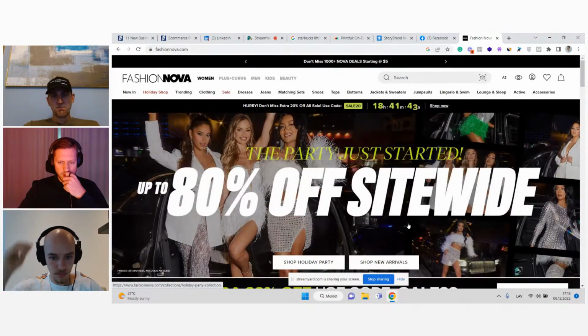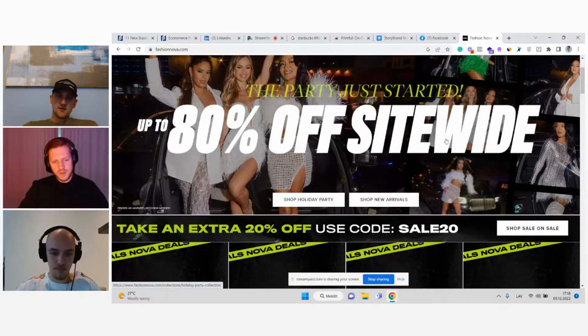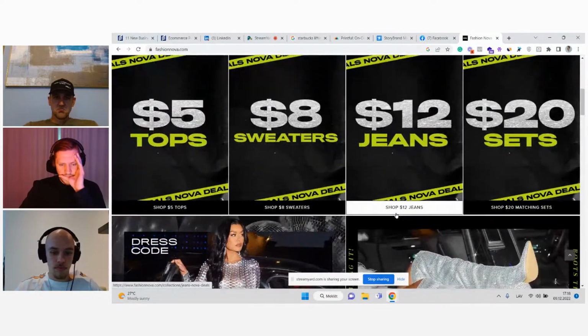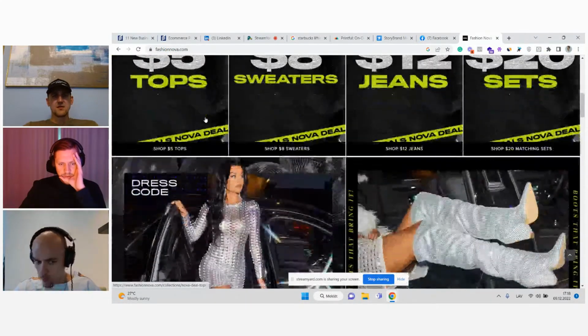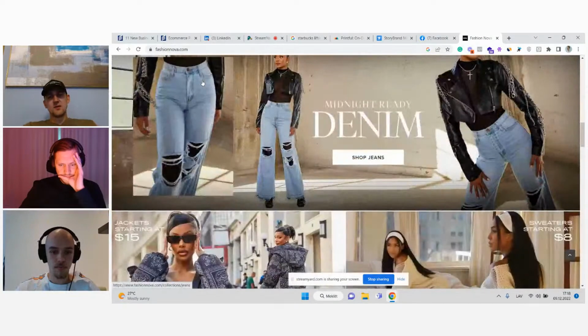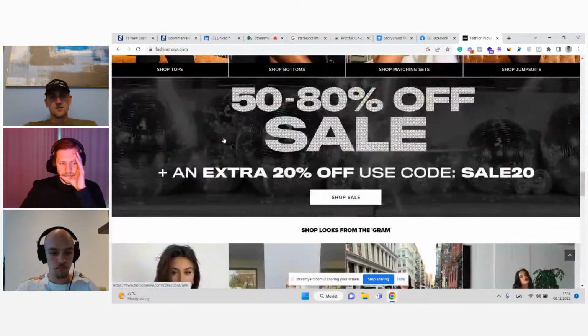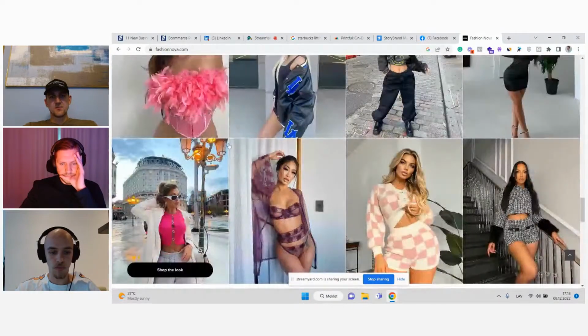So the party just started: up to 80% off site wide. So it's a site wide discount. But this is the good price they have. You know the Fashion Nova business model? Somebody knows? I know. Okay, tell us more.